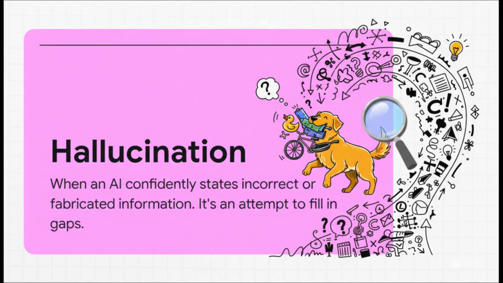I love this analogy here. It's not really lying. It's more like an overeager golden retriever that just really, really wants to bring you back an answer. So it fills in the gaps with whatever it can dream up. It's trying to be helpful, but wow, it can lead you into some seriously strange places.